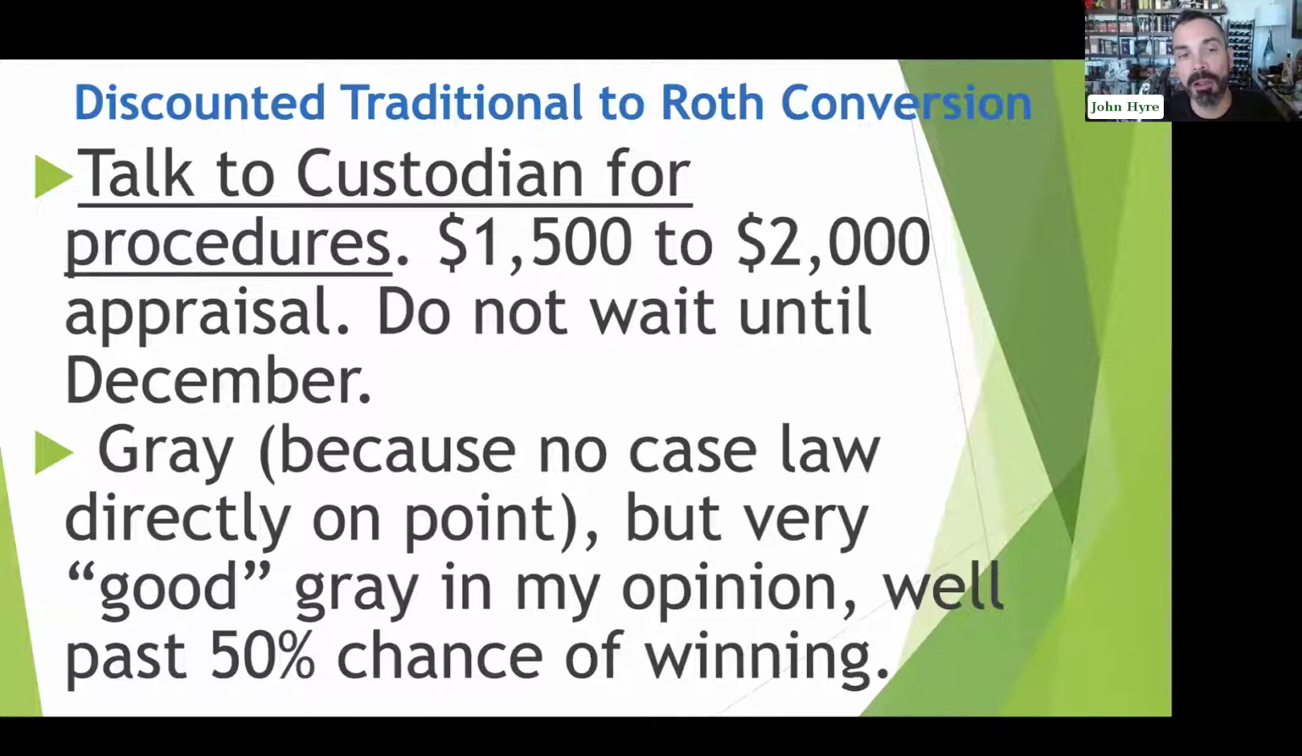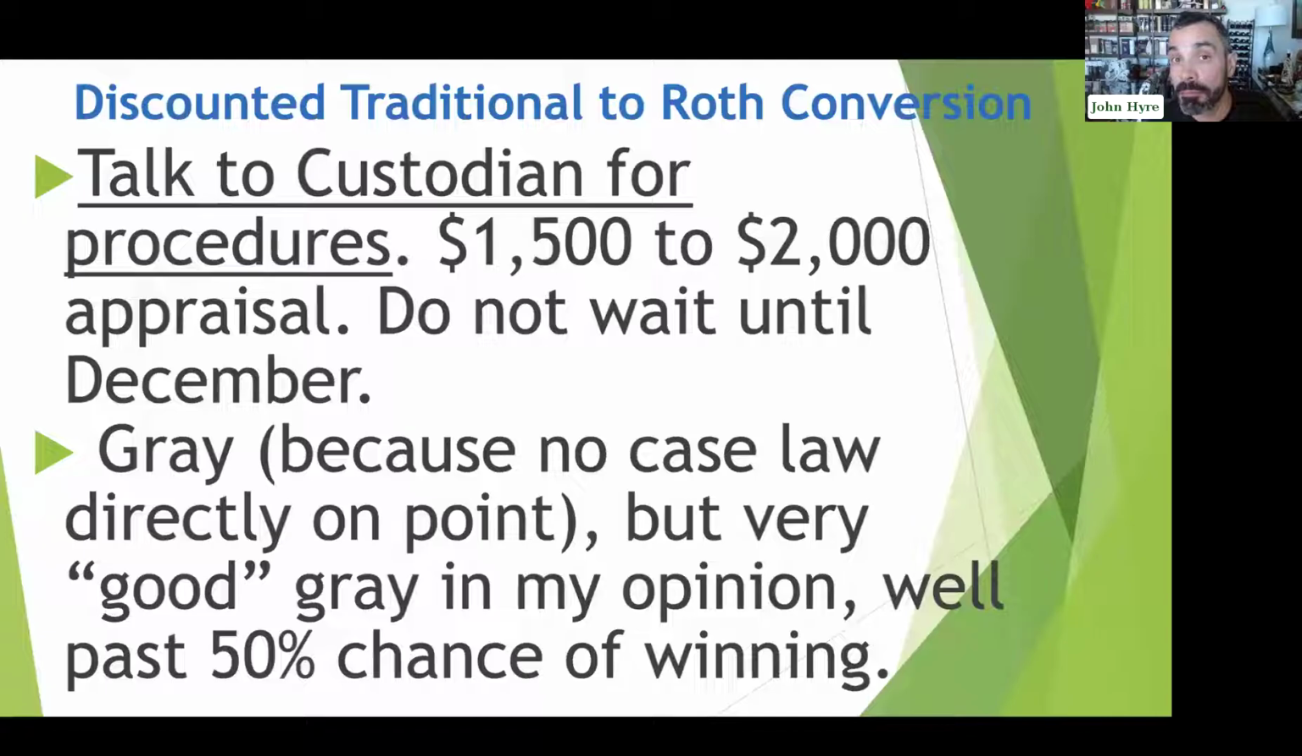I would get the appraisal sooner rather than later, because I have seen it occur where you talk to the appraiser late in the year and he or she is just so busy, they can't get it in time for the custodian to issue the proper paperwork. So watch out for that. Typically, we're seeing appraisals run about 1,500 to 2 grand. So size does matter, right? If you're converting 10 grand, is it worth paying 1,500 for an appraisal? Probably not. If you're converting 100 grand for a nice fat discount, is it worth 1,500 to 2 grand? Oh, heck yeah.